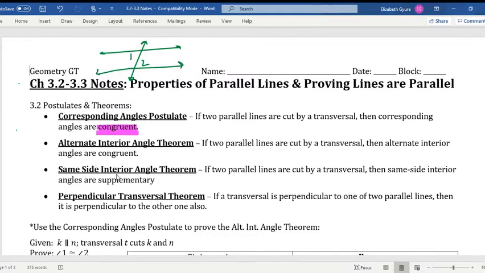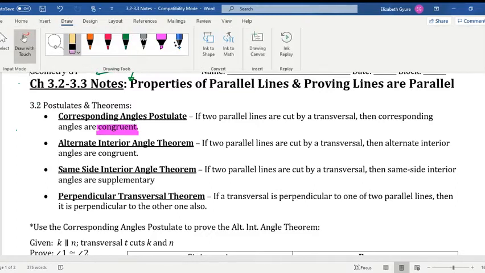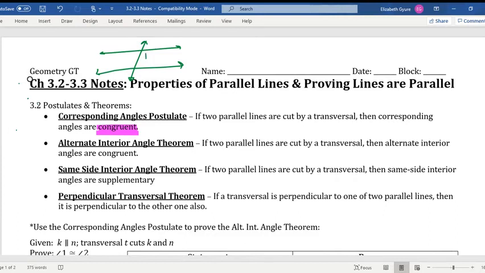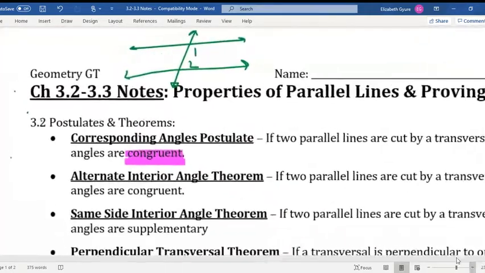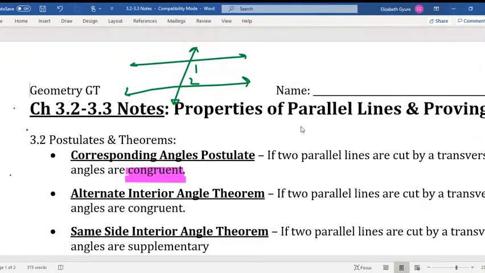Same side interior angle theorem. If parallel lines are cut by a transversal, then same side interior angles are supplementary. This is really the only one where they are supplementary. And if you take a look at this picture here, remember same side interior angles would be like there. If you look at a picture like this, again, this is a very basic one. Not the most beautiful thing you've ever seen, but it'll do.